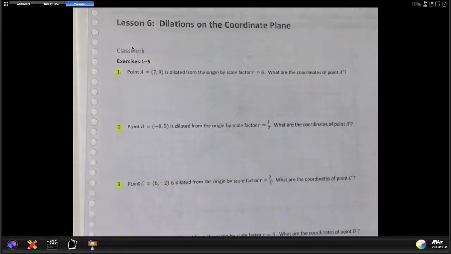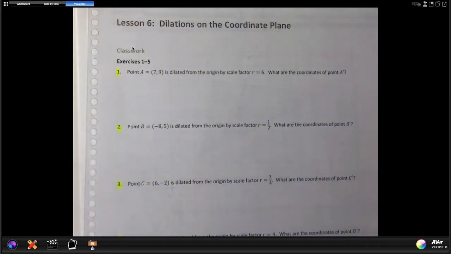Module 3, Lesson 6, Dilations on the Coordinate Plane with Mrs. Richards. Today we are going to talk about what to do with individual coordinates and also what to do when they are on the graph. So we're going to start on page 26 of Module 3 today and begin with a couple of exercises, the first 5.